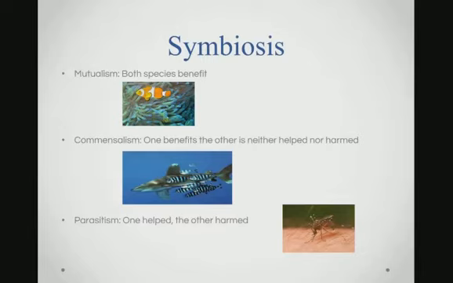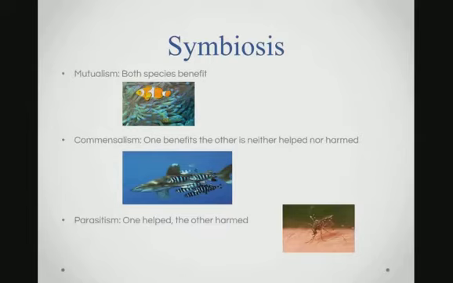Commensalism is where one species will benefit and the other species is neither helped nor harmed. A lamprey could be an example of this as it swims along with a shark. The shark is neither helped nor harmed from the relationship, but the other fish that swim with the shark benefit from its protection. So commensalism is one species benefits, the other one is neither helped nor harmed.